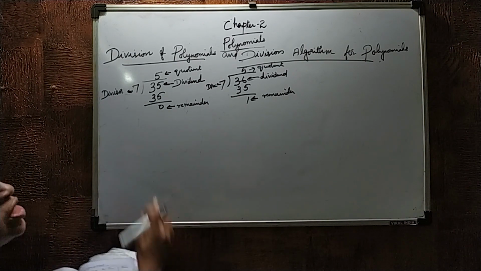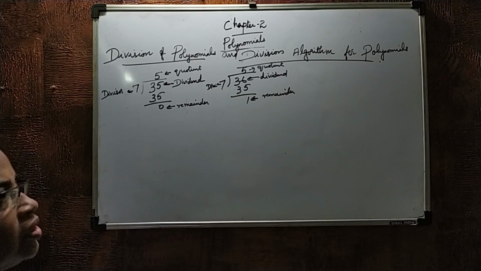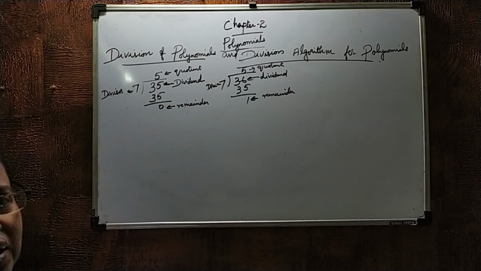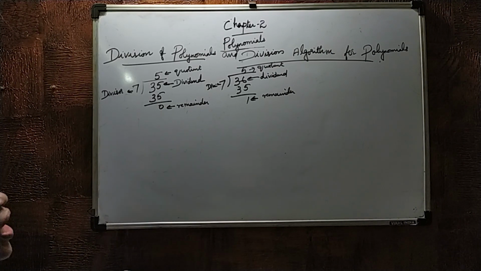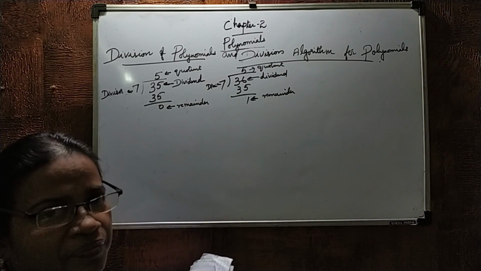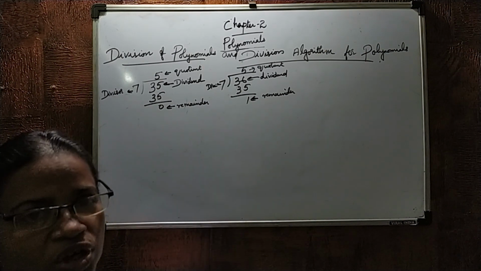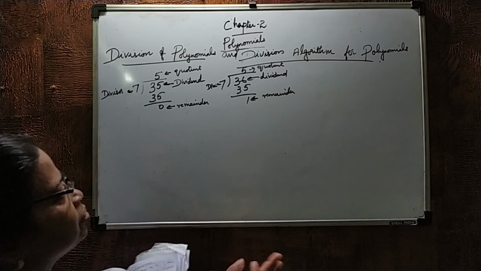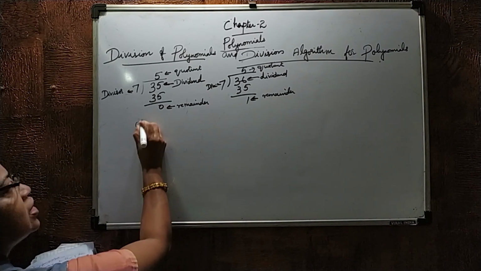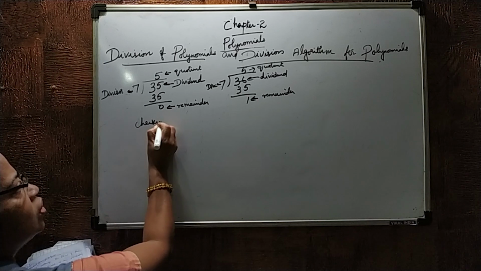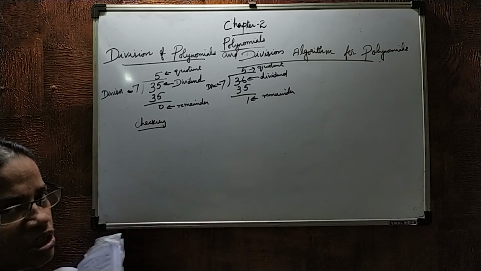Now here remainder is 0 means what? That means 7 is a factor of 35. And here the remainder is 1. That means 7 is not a factor. So that is the main thing. Now how will you check whether it is correct or not? That also you have studied earlier. How will you check it?